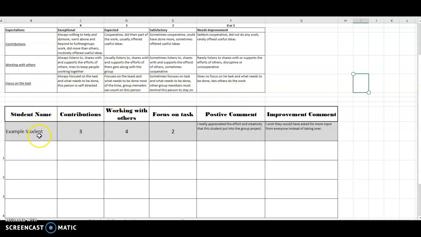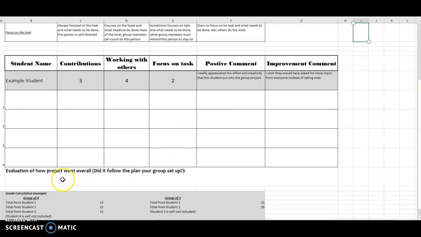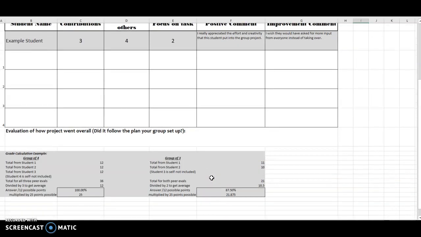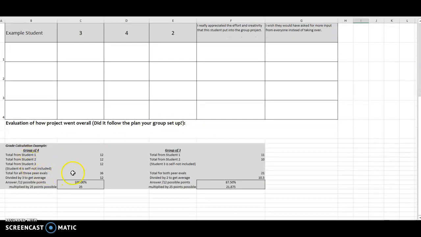So there's an example one down here. You will put the student's name down and rate each of the 3 categories. Then you will put a positive comment and an improvement comment. The last thing is you're going to evaluate how the project went overall. Did it follow the plan that your group agreed to? And that's going to go in this space down here. To see how your grade will be calculated, you can view the schedule down here. These are examples of if you have a group of 4 or a group of 3, depending on how your class is set up.